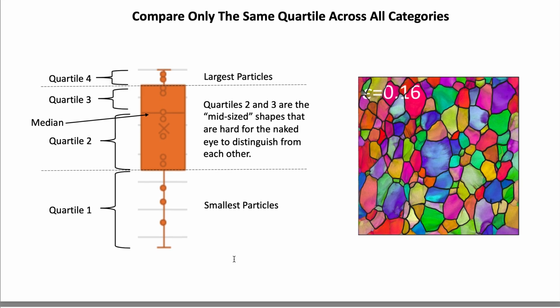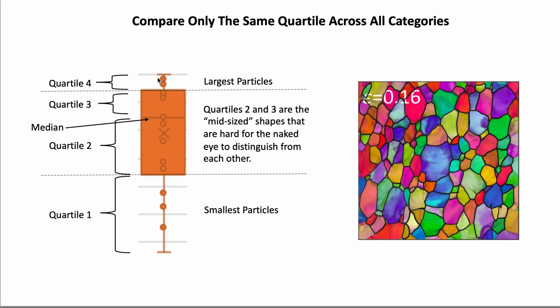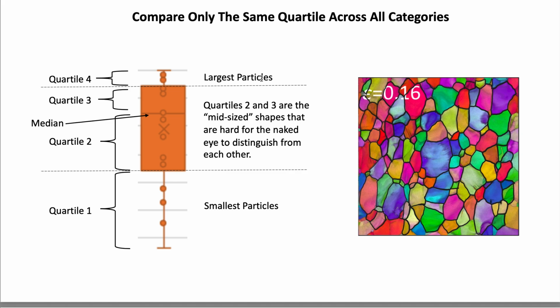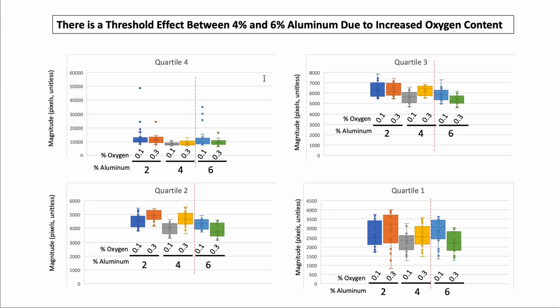Our approach was to separate the scatter of each image in terms of its particle sizes into quartiles. Quartile 4 represents the largest particles, as you can see here in this sample image. Quartile 1 are the smallest particles, which are also obvious to the naked eye. And quartiles 2 and 3 are the mid-sized shapes that are hard for the naked eye to distinguish, because in the image, you can see that they generally have the same shape. So our approach is to compare the same quartile across each of the categories. When we do that, we find very interesting effects.